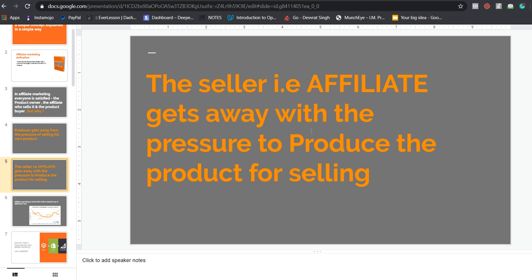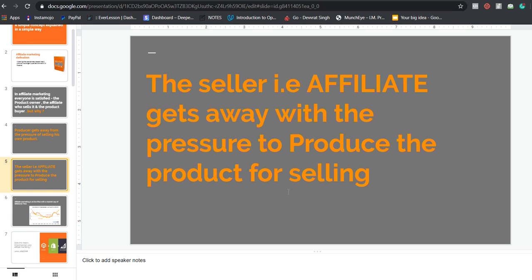And the next is the seller, in the sense the affiliate, who sells the product on behalf of the producer. Now what happens is a lot of people know how to sell, but they don't have the product. So this is one of the major problems. We'll elaborate in detail at the end, but this is one of the basic problems which every seller or affiliate faces. They know how to sell, but they don't have enough products to sell. So if we have a producer and an affiliate, the producer gets the affiliate and the affiliate gets the product of that particular producer.